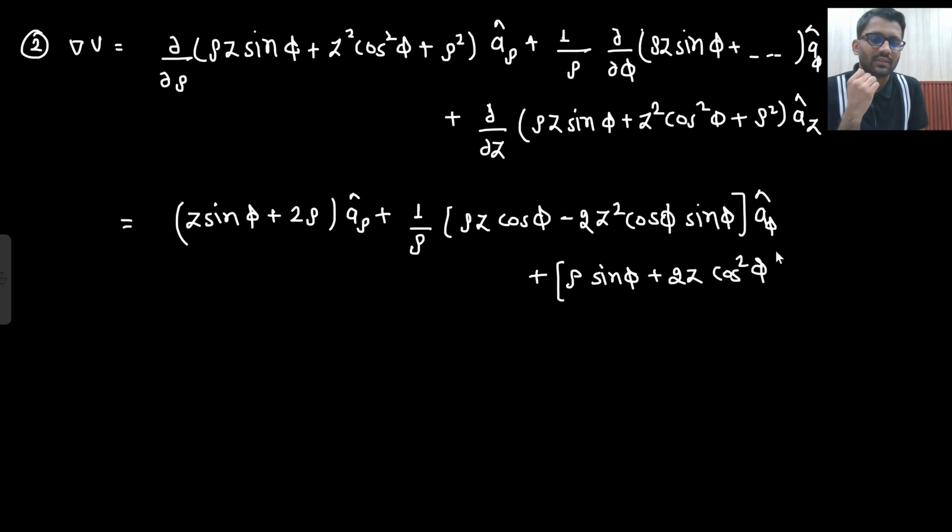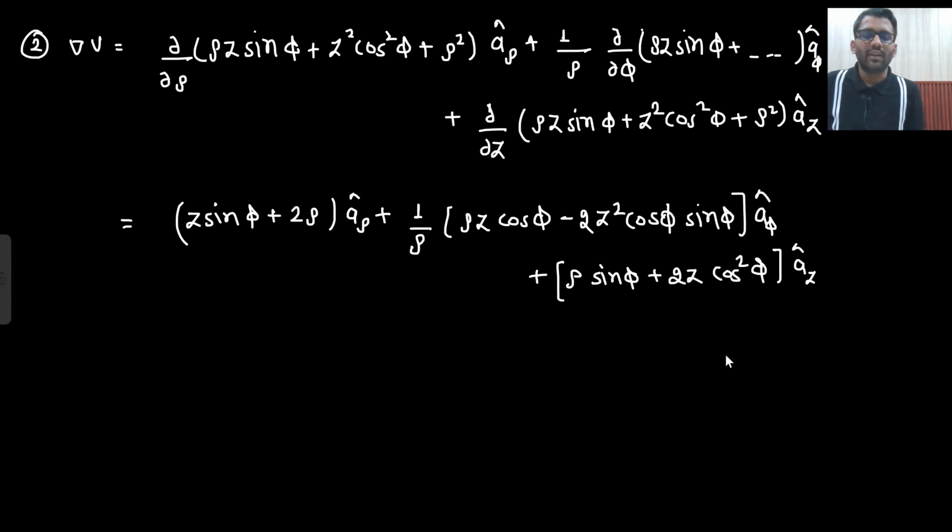So that's the answer. Let's check it. z sin phi plus 2 rho z cos phi minus z square rho sin 2 phi, sin 2 phi or cos 2 phi? This should be cos 2 phi. Sin 2 phi, okay, fine. Rho sin phi plus 2z cos square phi az.